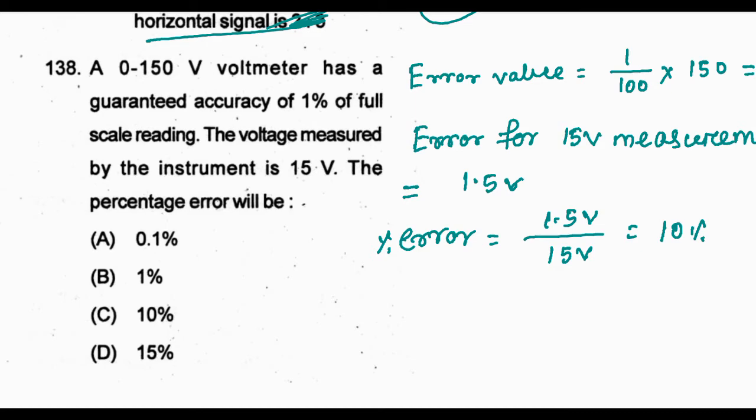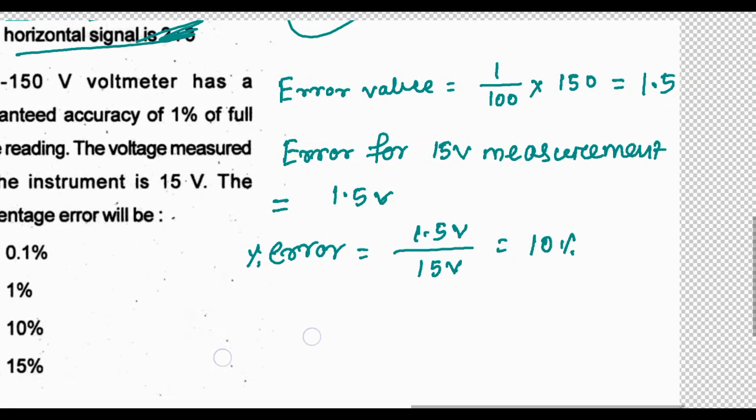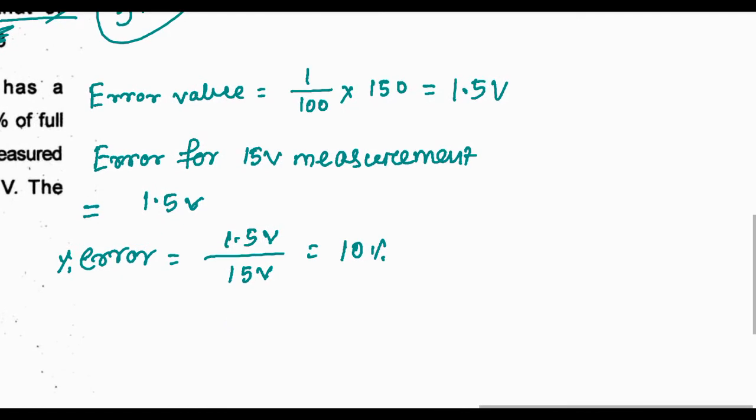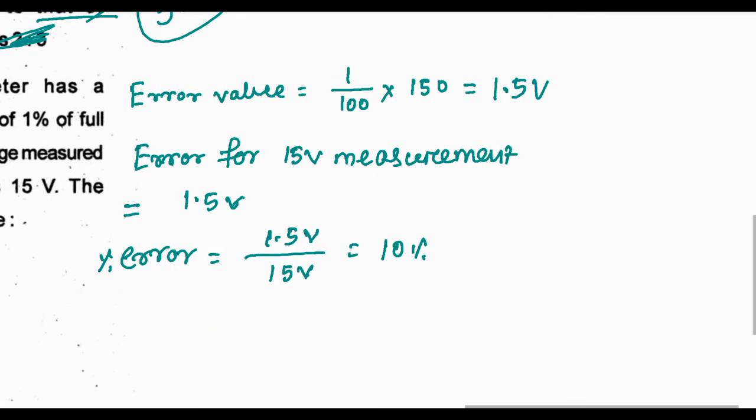So here in this question, what is given? Guaranteed accuracy error is given. Guaranteed accuracy error is always measured on the full scale reading. So what will be the error value? Error value is constant for every measurement. For every measurement, the error will be constant. So what will be the error? Error is 1% for 150 volt full scale reading.